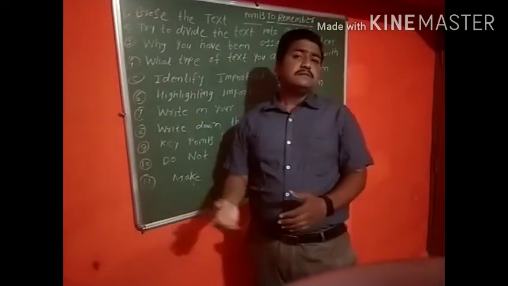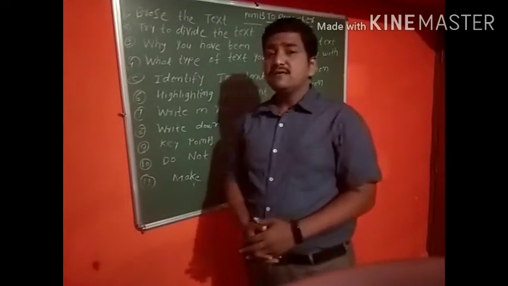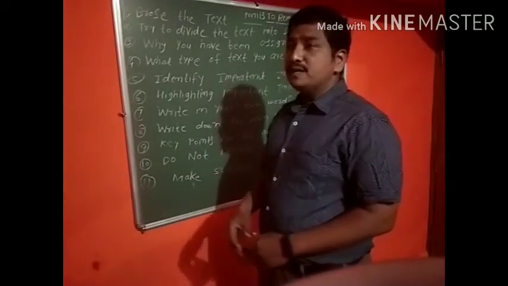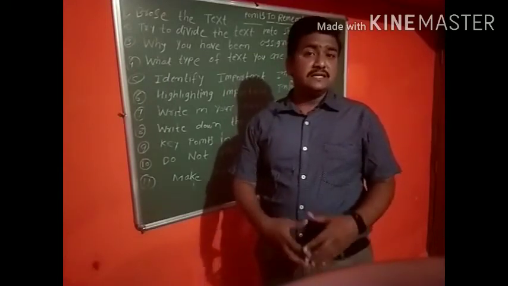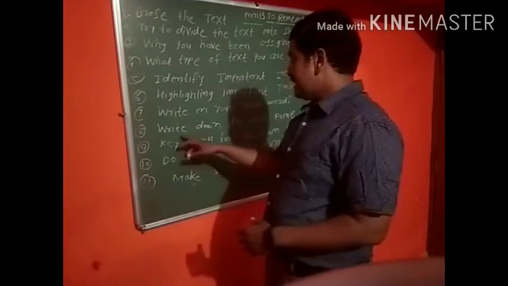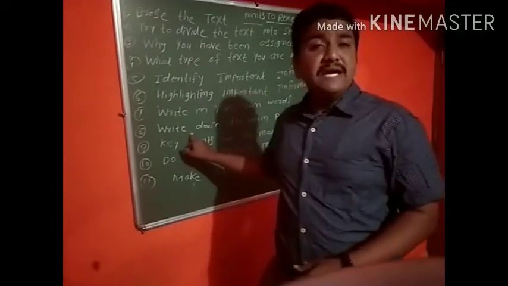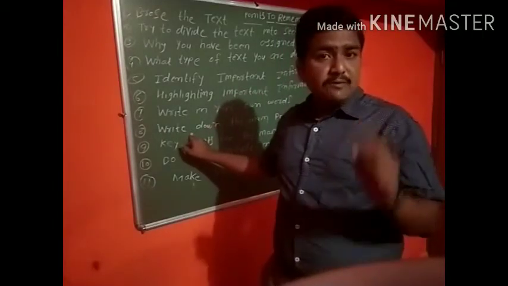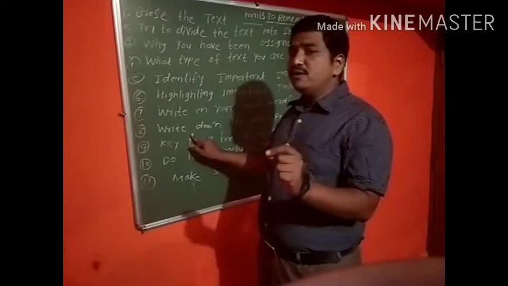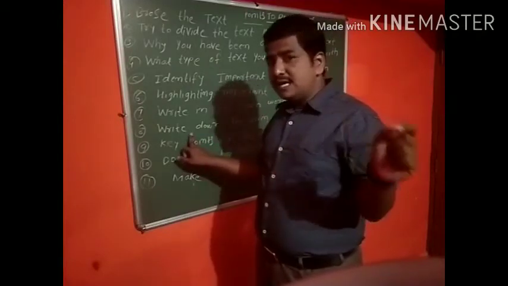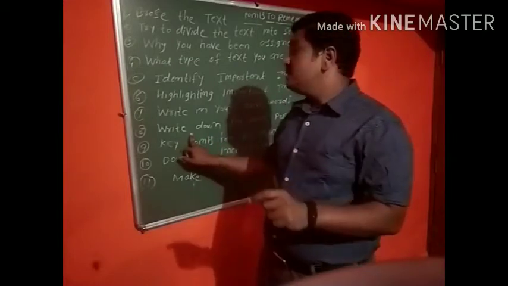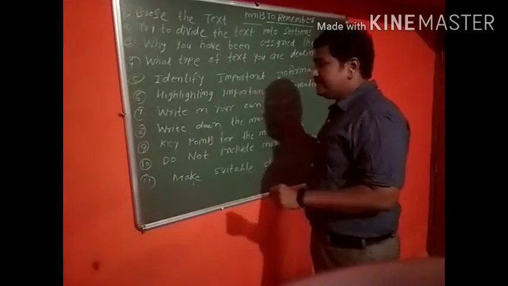The next step is that when you have omitted the extra part, after that you have to write down the main points. When you understand what the important part in that given passage is, you have to underline that point and write down the main point.